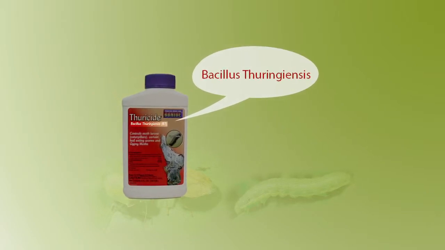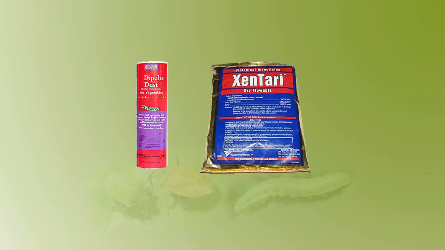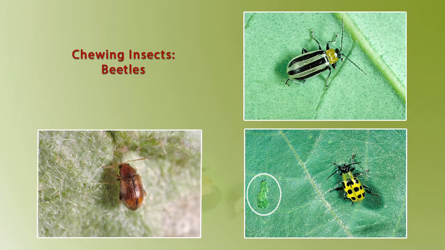A common chemical used to control caterpillars is Bt, which stands for Bacillus thuringiensis, a natural insecticide that causes the insect to stop eating and die 3 to 5 days later. Dipel and Zentari are two examples of Bt insecticides or products, and they are most effective on young larvae. Other chewing insects include those in the beetle family.